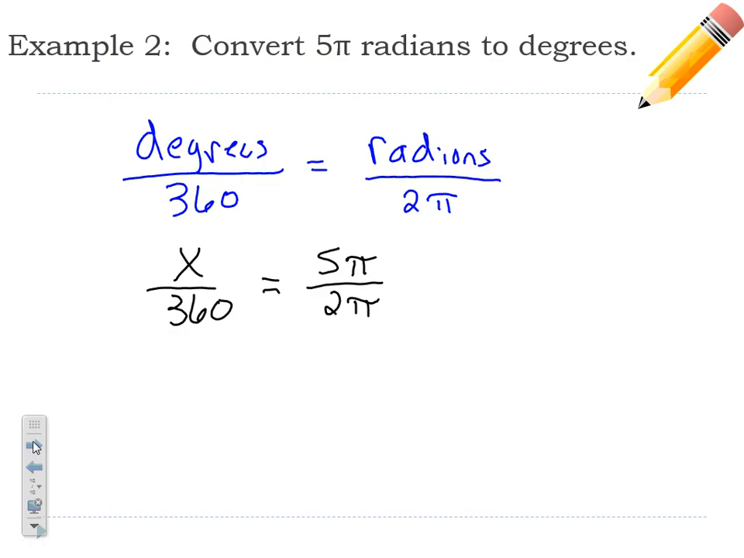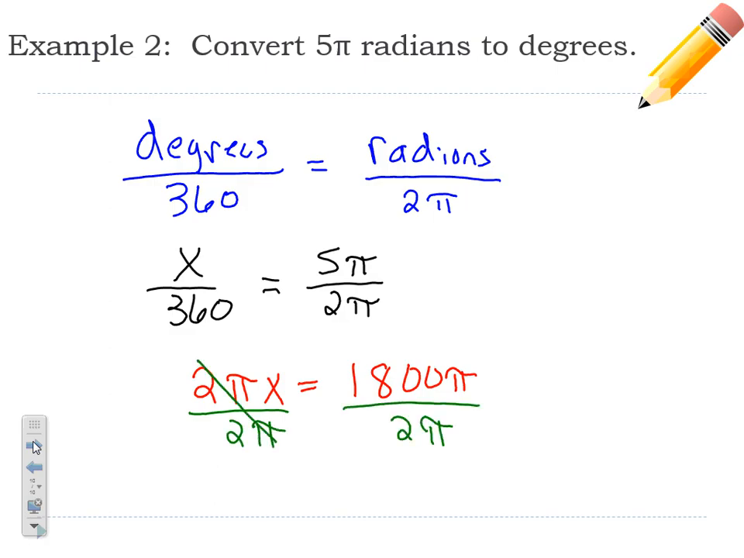Cross multiply, I'm going to get 2 pi x equals 1,800 pi. To simplify, I'm going to divide both sides by 2 pi. That will cancel. Over here, 2 pi. Pi's will cancel. 1,800 divided by 2 is 900. And since we're working with the degrees, we're going to label it degrees.